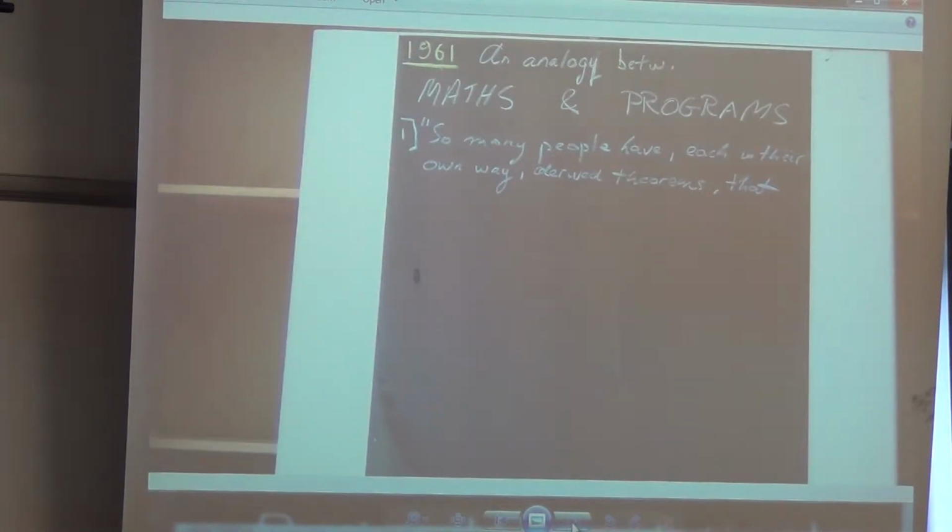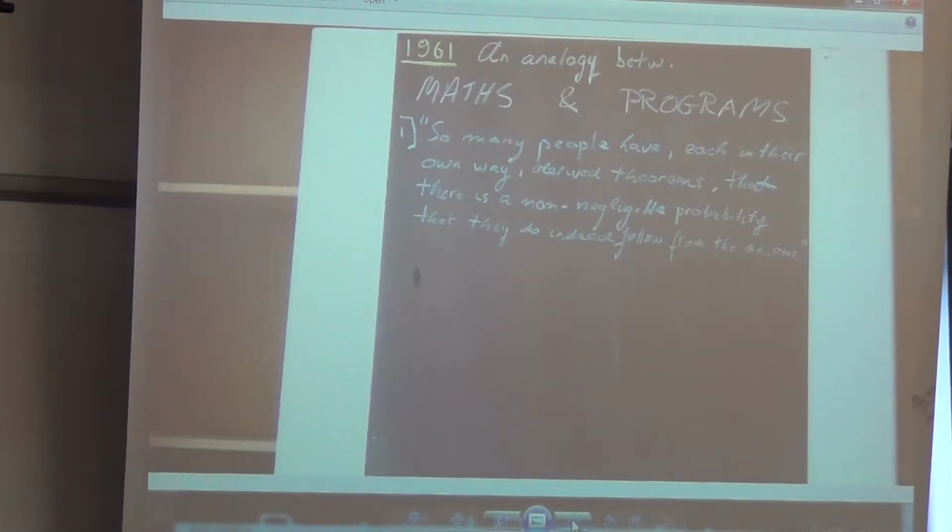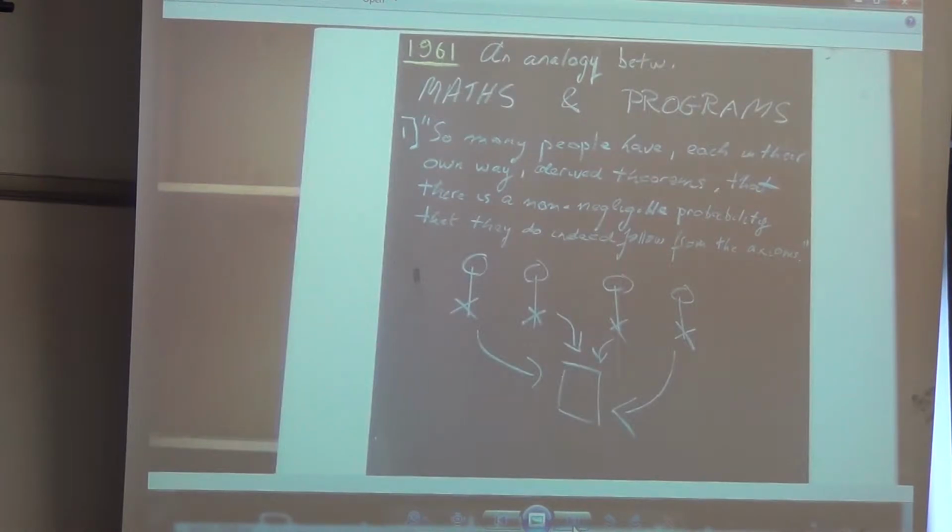Nevertheless, Dijkstra says then, so many mathematicians have, each in their own way, derived theorems that there is a non-negligible probability that they do indeed follow from the axioms. And I'm just drawing a picture here. He's saying so many mathematicians have proved the same theorem, the rectangle, so one can be confident that even though maybe a small percentage of these people will make mistakes, it's not flawless, nevertheless many people have done so, so we can feel confident that the theorem is in fact a theorem.